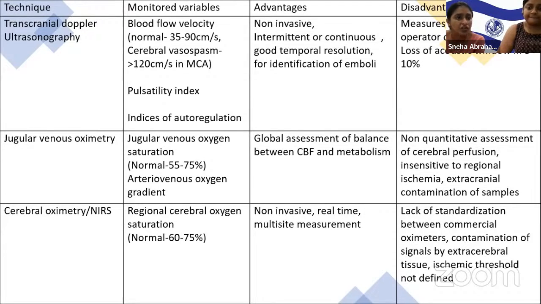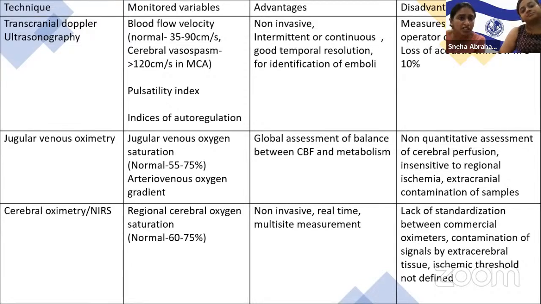The advantages of using a transcranial Doppler ultrasonography is that it is non-invasive. It can be used intermittently or continuously. It has good temporal resolution, and it can be used for the identification of emboli. The disadvantages of using transcranial Doppler ultrasonography is that it measures relative cerebral blood flow. It is operator dependent, and there could be a loss of acoustic window in 5 to 10% of patients.